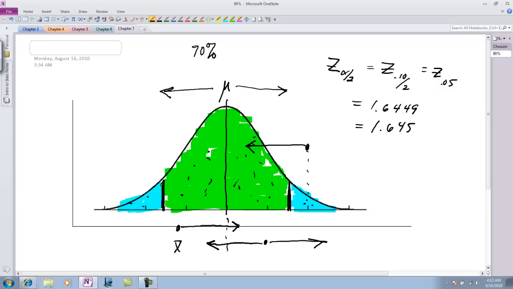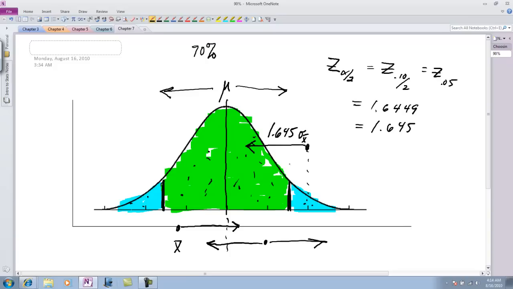So now that we understand that, hopefully you get that. How do we actually find it? Well, it's very simple. Now that we know it's 1.645, the actual length of this arm here is 1.645 standard errors.